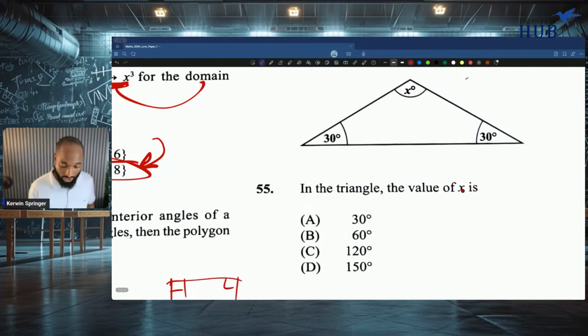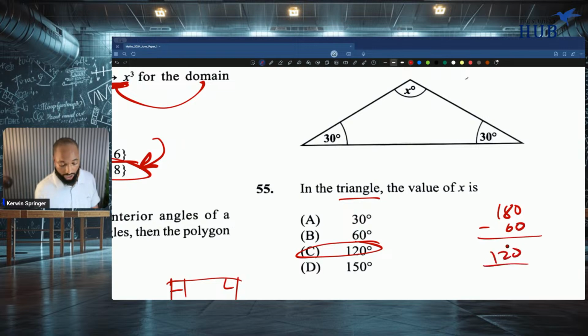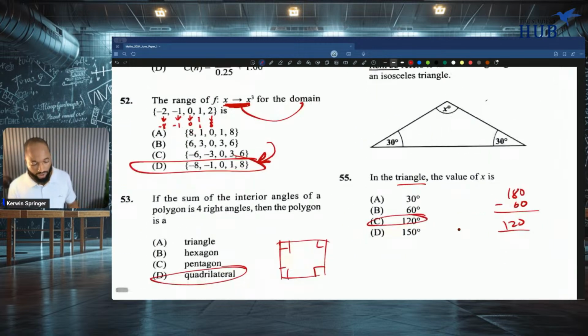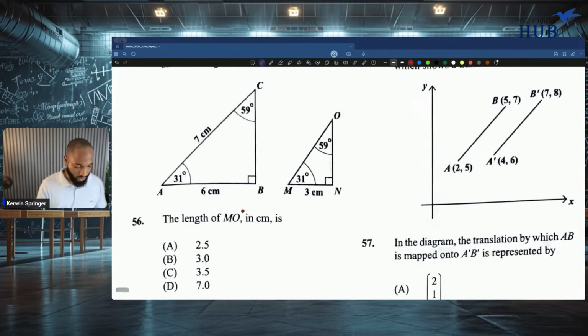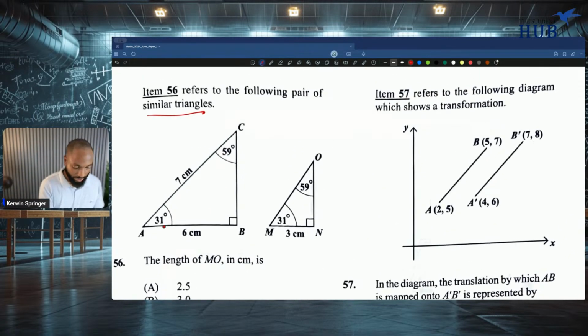In the triangle, the value of x, that's trigonometry, the first part, easy parts. In the triangle, the value of x out of these, 180 is all the angles in the triangle. There's 3 marks here if you ask me, and 120, right? Primary school things. The length of MO, it's similar. Similar triangles mean same angles.